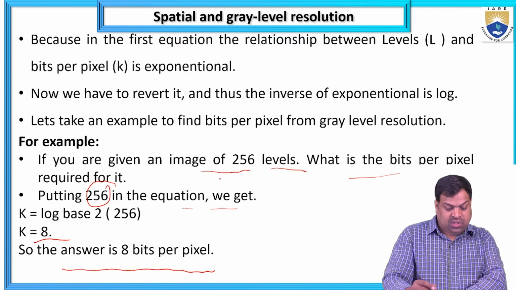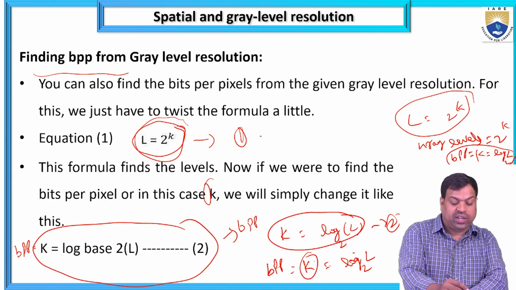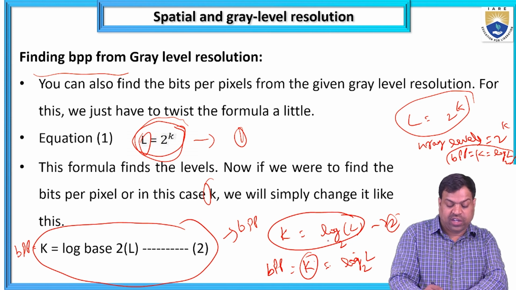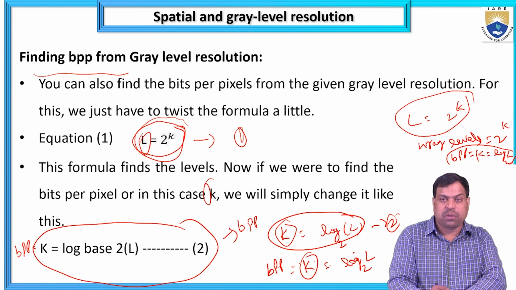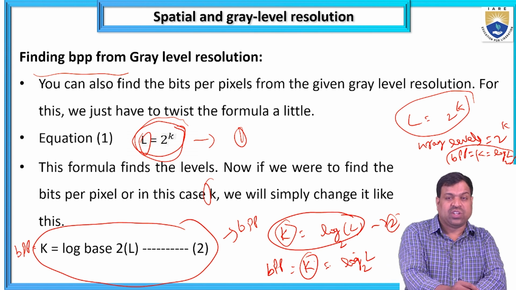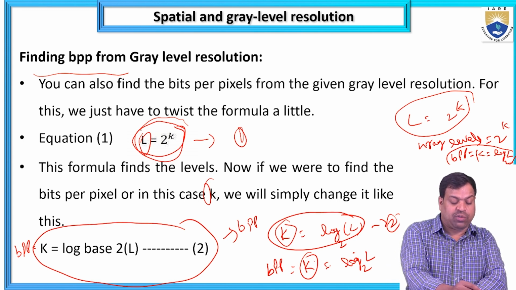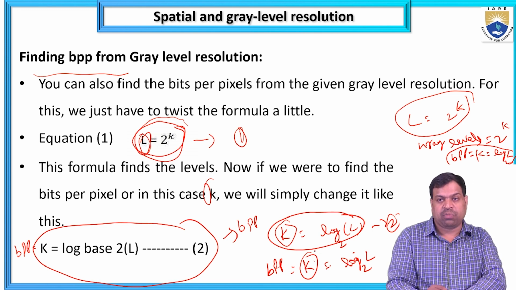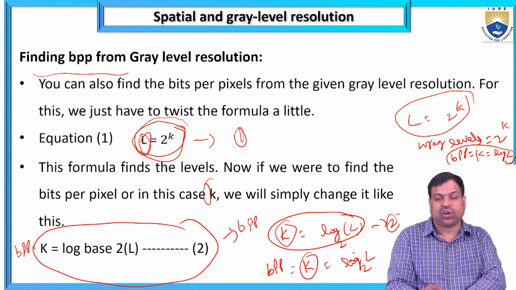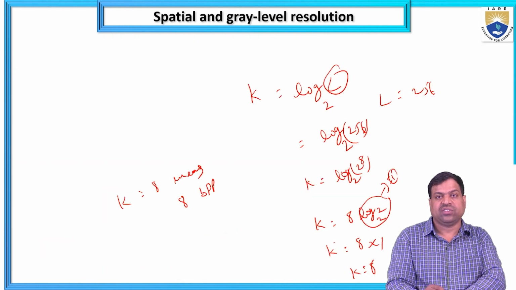So if we know L equal to 2 power k, we can find out the L value. If we know k equal to log L base 2, we can find out the k value. k is equal to BPP and L equal to gray levels. If I want to find out the gray level, L equal to 2 power k. If I want to find out k or BPP, k equal to log L base 2. So it is an equation.